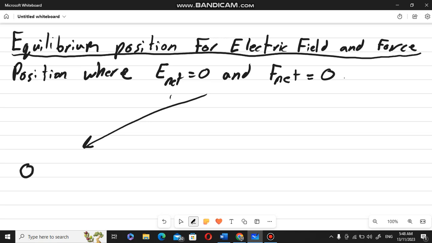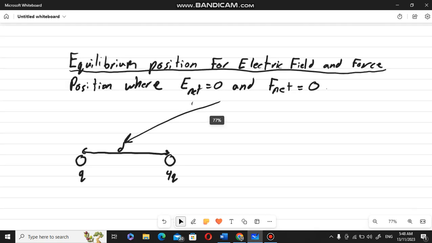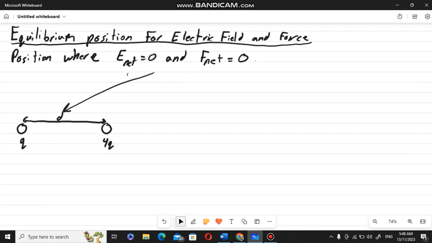So let's say that this is Q and this is 4Q. They are separated by a certain distance, which let's call D. So the equilibrium position will be inside, between them and closer to the smaller magnitude. So in our case, we have a Q which is smaller than the 4Q. So we call this distance X, and the remaining distance would be D minus X.